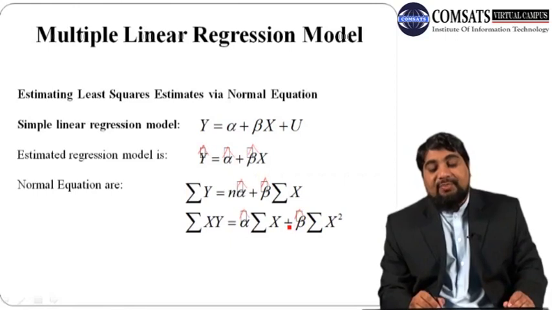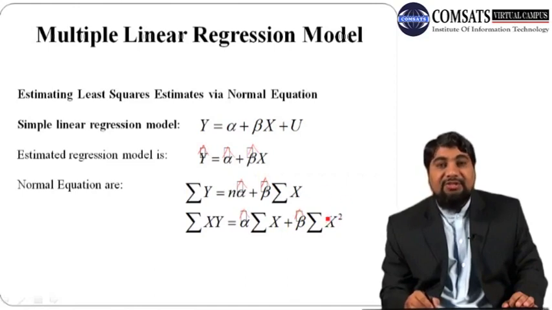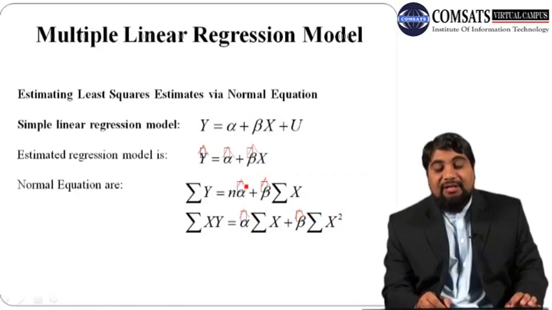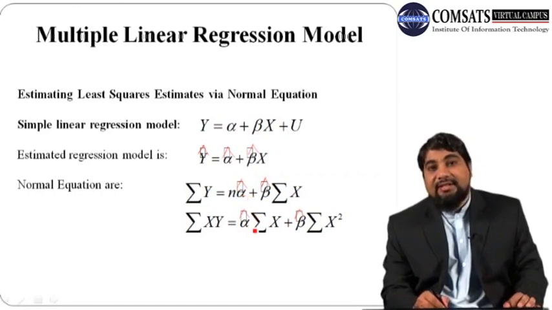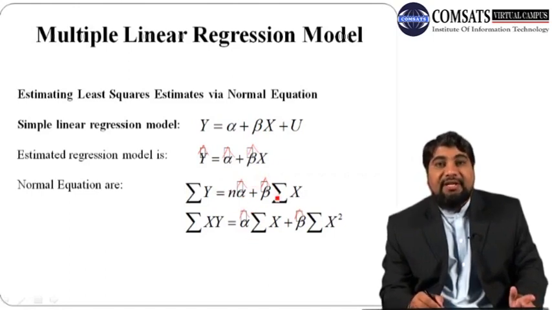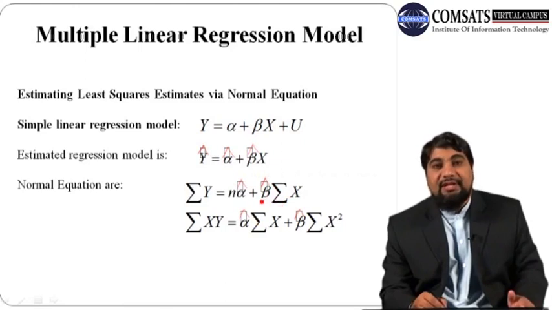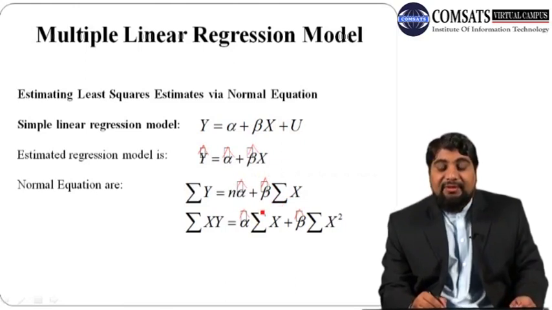The question is how we have obtained these normal equations, because once we have them, we can solve these two equations simultaneously and calculate the values of alpha hat and beta hat. For example, we can match the coefficients of alpha hat in the first and second equations, and subtract equation 2 from 1 to get the value of beta hat. Once beta hat is obtained, we can plug the estimated value of beta hat into either of these two equations to get the value of alpha hat. So the question is how to derive these normal equations.